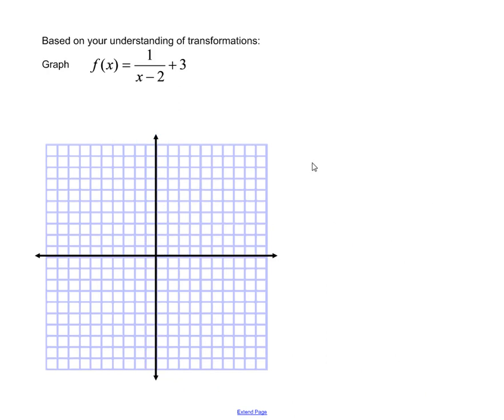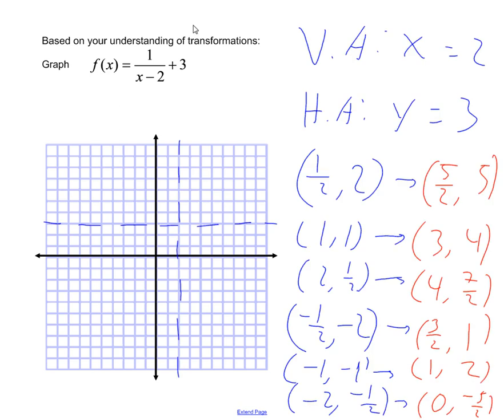Based on what you know about transformations, try to graph this. Pause the video and give it a shot. Okay, so here we're going to have a vertical asymptote, x equals 2, a horizontal asymptote of y equals 3, and those are shown with the dashed lines. It's a good idea to dash your asymptotes in first. And then we have to shift all of our points to the right 2 and up 3. So what was 1/2, 2 will wind up being 5/2, 5.